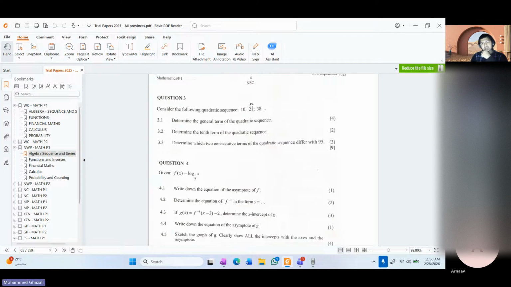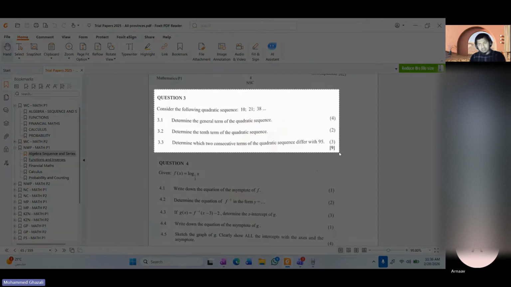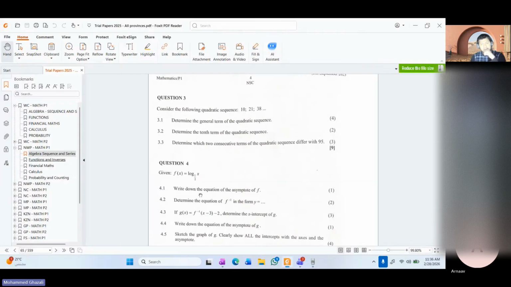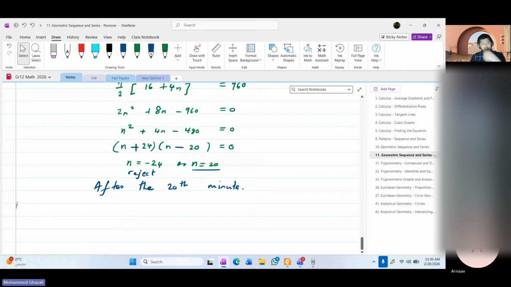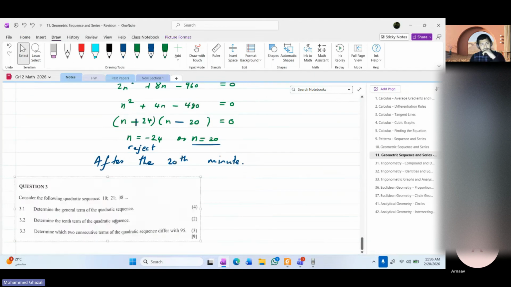All right, so over here they have a quadratic sequence. We can work with this. Still part of pattern, sequence, and series. Remember not to forget quadratics because they can also ask you that.